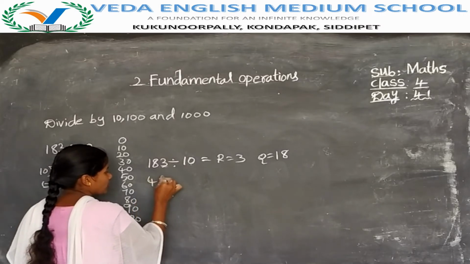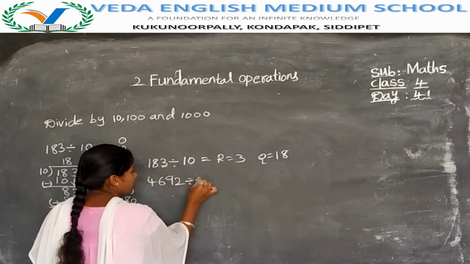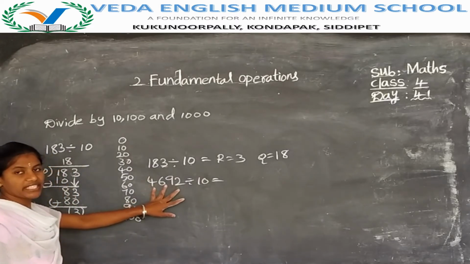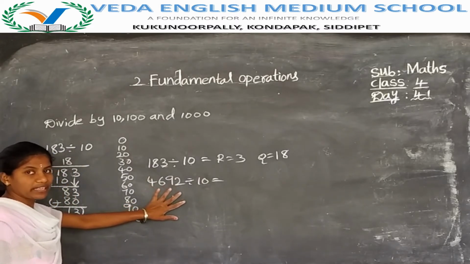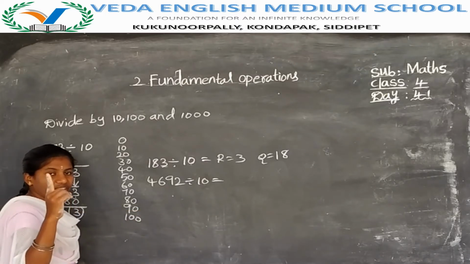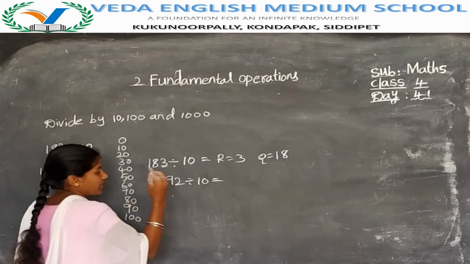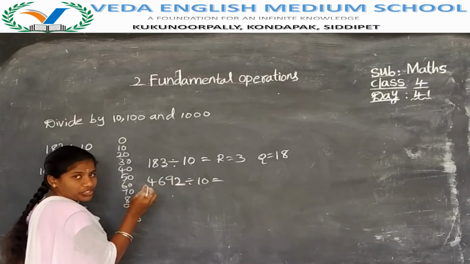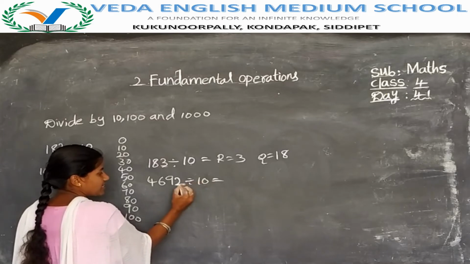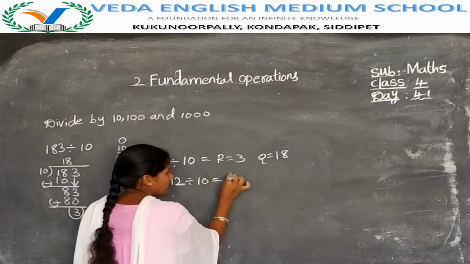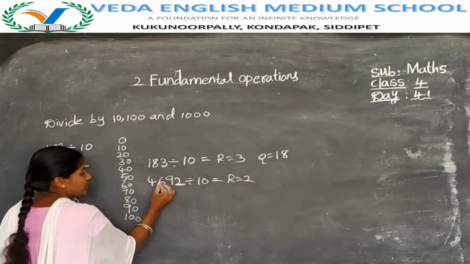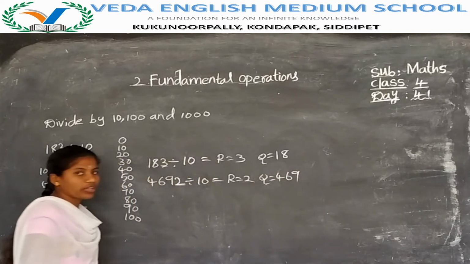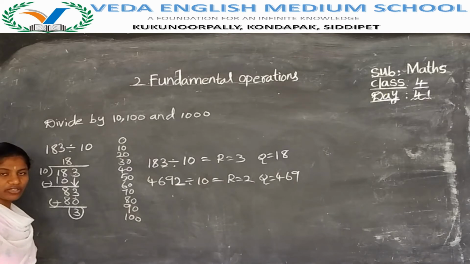Take a 4 digit number, 4692 divided by 10. Without doing division we can say what the quotient and the remainder are. In the divisor we have only one 0, so from the right side we say only the first digit as the remainder, and the remaining 3 digits as the quotient. The first digit from the right side is 2, so the remainder is 2. The remaining 469 is the quotient. Based on the zeros we have to say.